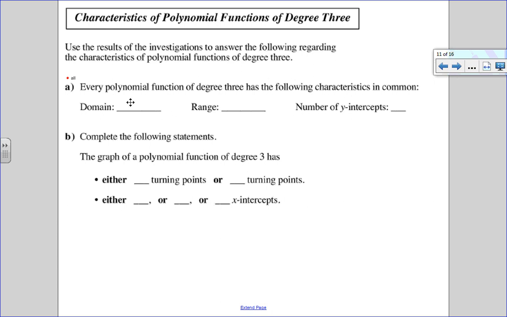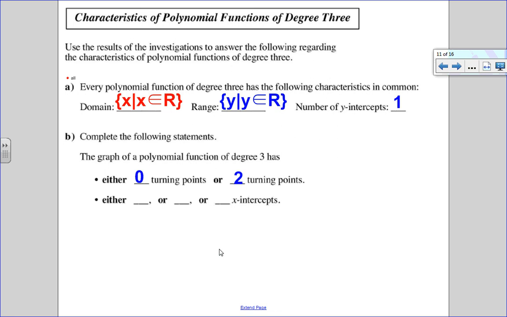So all of those graphs have the same domain and range. X is an element of the reals, Y is an element of the reals. All of those graphs had 1 y-intercept. They didn't have 0 or 2. It's always going to be 1. Okay, now the graph of a polynomial degree 3 either had 0 or 2 turning points. I didn't see a graph with 1 turning point.